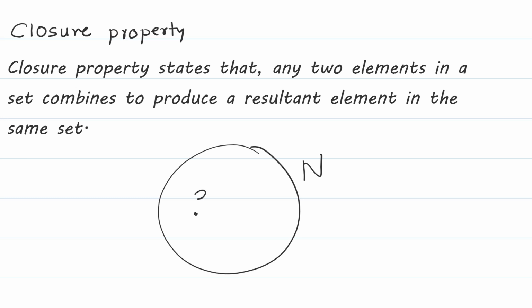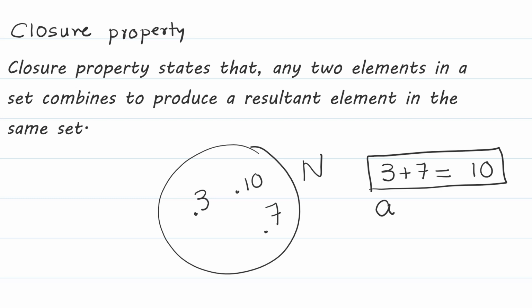3 is an element of natural numbers. 7 is an element of natural numbers. If we combine 3 and 7 by using the addition operator, then the resultant is 10, and 10 is also in the same set. If A is natural, B is natural, then their sum is also natural. Similarly, 3 is a natural number, 7 is a natural number, and their product 3 into 7 is 21. This resultant number is also natural.